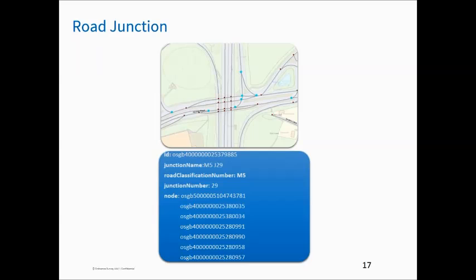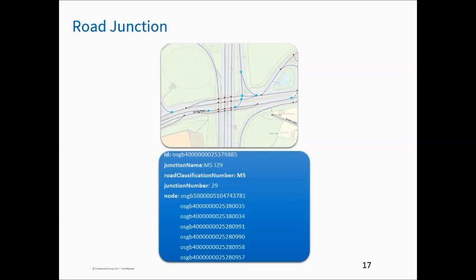Motorway junctions at the moment are fully populated, and other junctions are being added as data is improved and we get more information on this. Unlike the road links and the road nodes, road junctions do not provide their own geometry. However, this is inferred from the collection of the road nodes that make up the feature. So we provide the nodes, and from the nodes we then have the geometry.